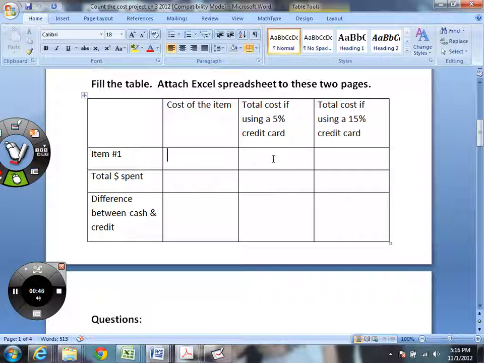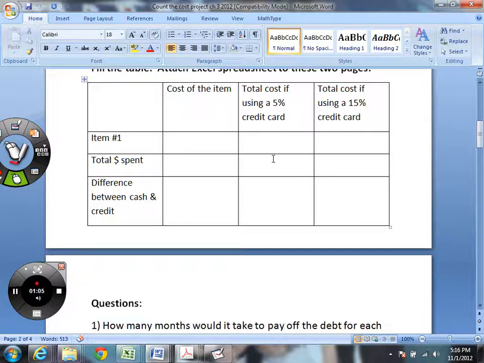So first, think of an item that you want to buy. So something that people generally purchase on credit, or can. Laptops, computers, big screen TVs, all kinds of things, but I'd like it to be over $500. So figure out what you want to do.